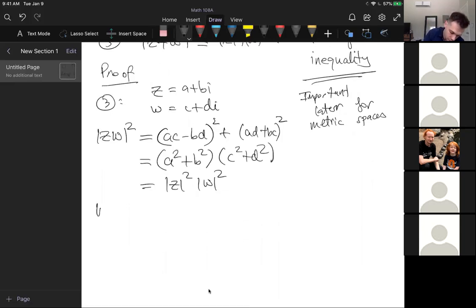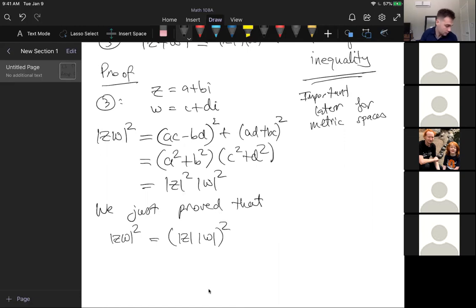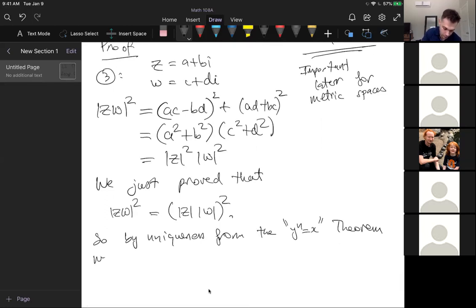So we just proved that the norm of ZW, all squared, is equal to the norm of Z times the norm of W, all squared. So by uniqueness from the y to the n equals x theorem from last lecture, we have the norm of ZW being equal to the norm of Z times the norm of W.